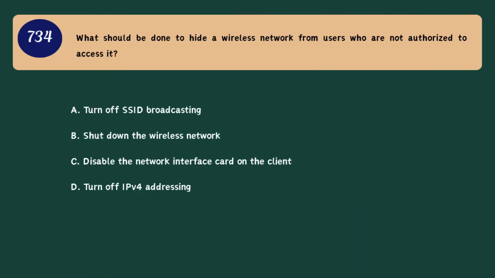Question 734. What should be done to hide a wireless network from users who are not authorized to access it? A. Turn off SSID broadcasting. B. Shut down the wireless network. C. Disable the network interface card on the client. D. Turn off IPv4 addressing.